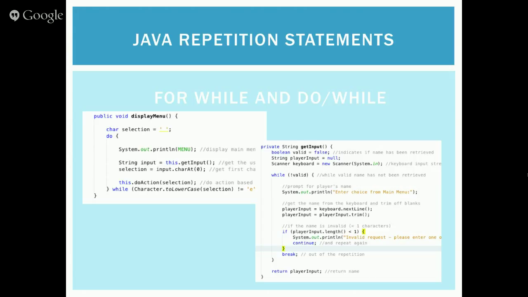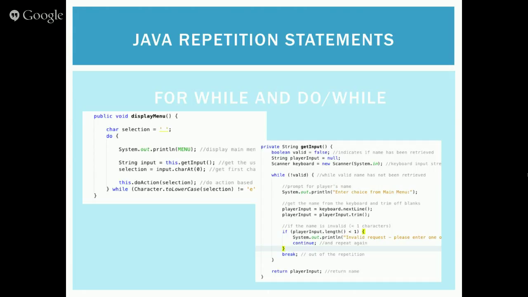The second type of repetition statement, the while, allows us to validate up front if we want to go into the while loop or not.